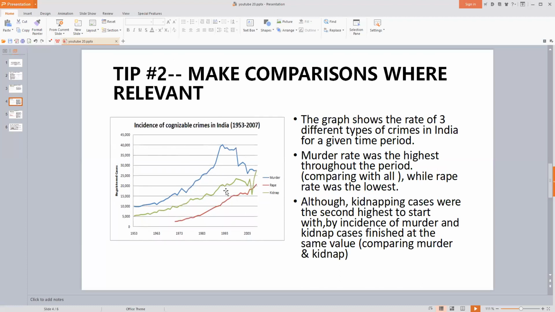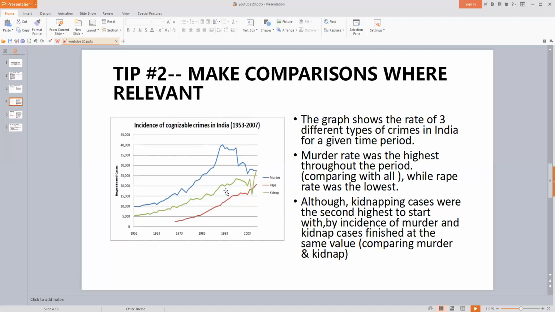Now guys, tip number 2: make comparisons where relevant. Even when you get an IELTS question, if you read the question, they will always tell you that you have to summarize the information and make comparisons where relevant. And this is also in the mark scheme, guys. So wherever you can make comparisons, you should. You should tell the similarities, and you should tell major differences between the data shown.